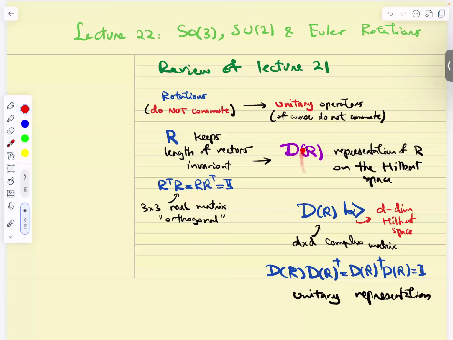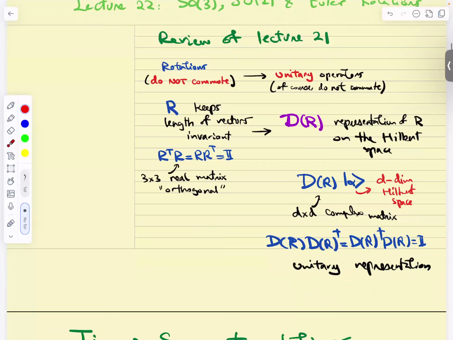Given an orthogonal matrix, we're going to represent it on the Hilbert space in some notation that I'm calling curly D of R. I think that's the notation of the book. That's the general, very mathy notation. So this D of R acting on some D-dimensional Hilbert space is a D by D complex matrix, right? Why a complex matrix? Because the Hilbert space is a complex D-dimensional vector space.